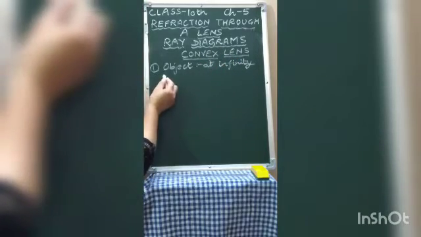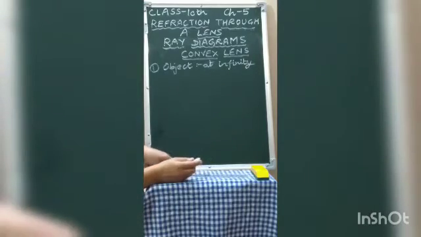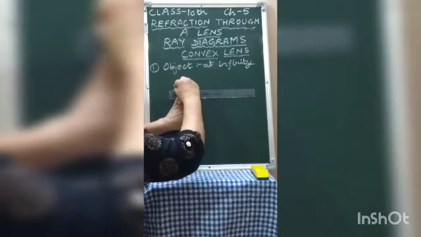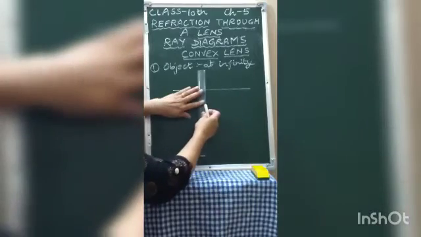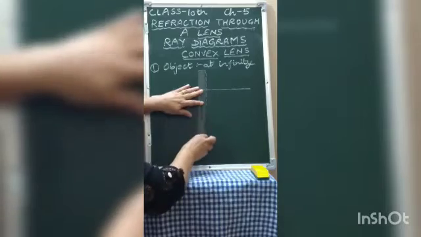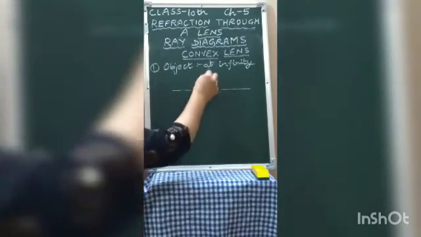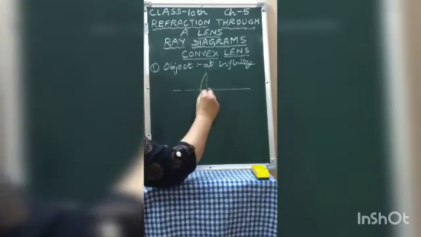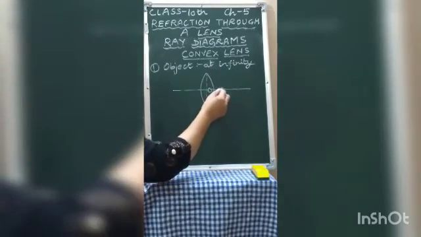Case one is when the object is at infinity, meaning very far off. Now children, see, the first step is you have to draw the principal axis. The next step, you have to draw the central line of the lens passing through the optic center, because we are concerned with the central line. We will take the refraction of light from this line, not from the curvature of the lens. Now we draw the shape of the lens. This is the convex lens.